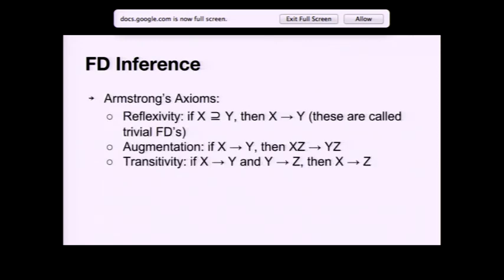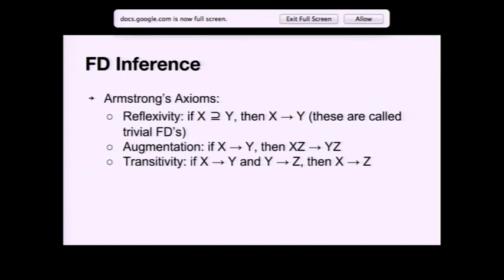Some rules for inference if you're given a set of functional dependencies. All of the inference rules can be derived from these three axioms. These are Armstrong's axioms. They're a sound and complete set of axioms, which means that if you have any set, then you can just use these axioms to determine all the possible functional dependencies that you can determine.